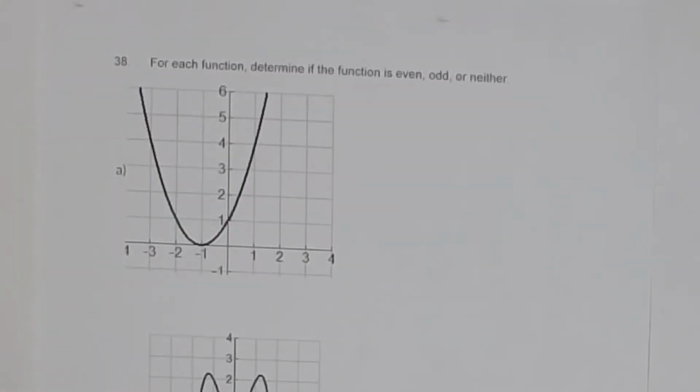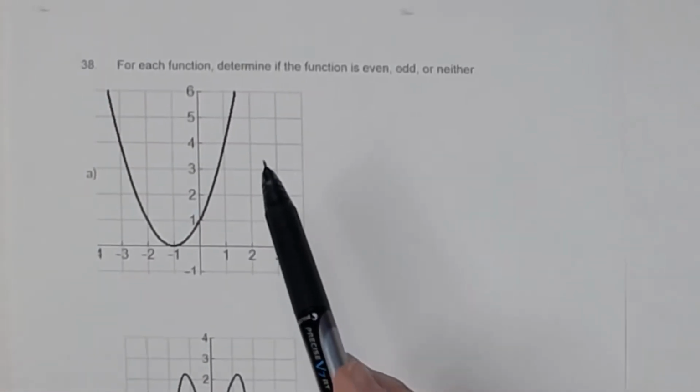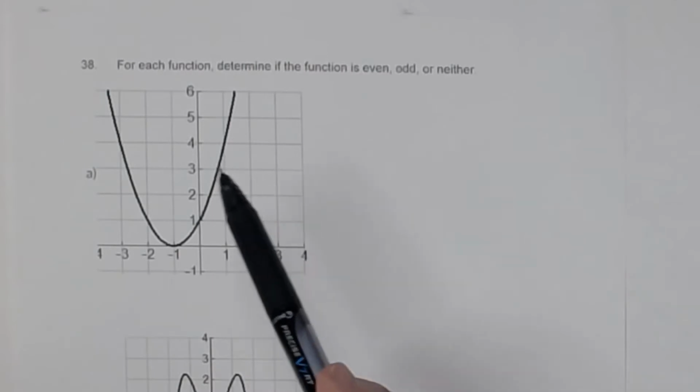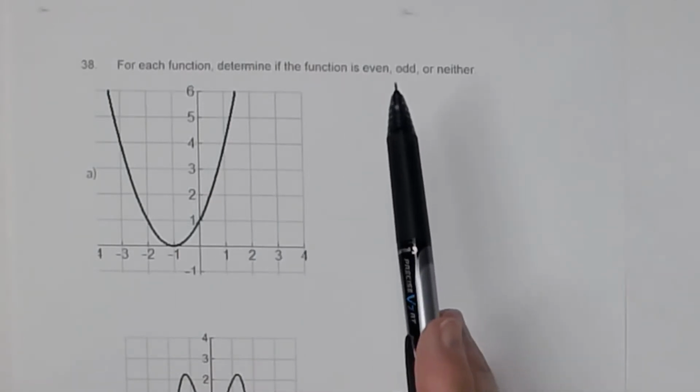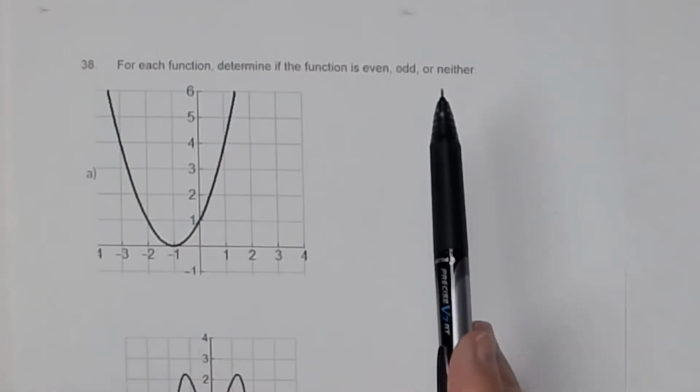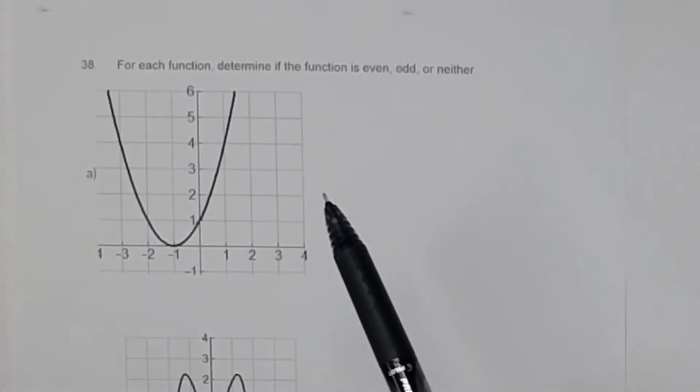All right, so number 38, you want to find for each of these functions that you see here, you want to determine if the function that's illustrated is an even function, an odd function, or is neither even nor odd. So that's what that neither means.